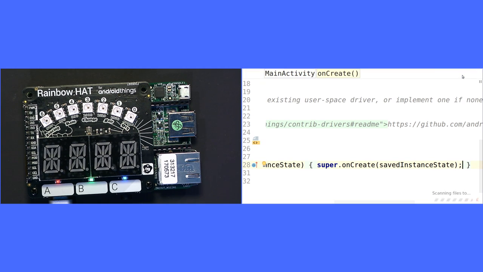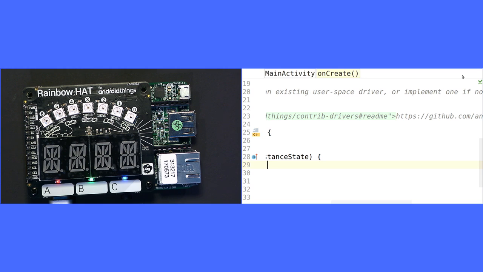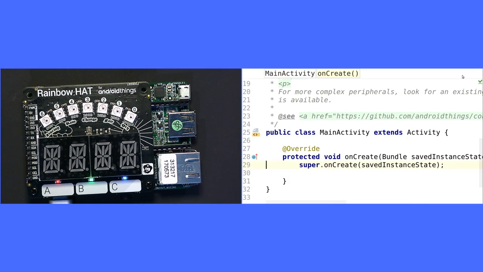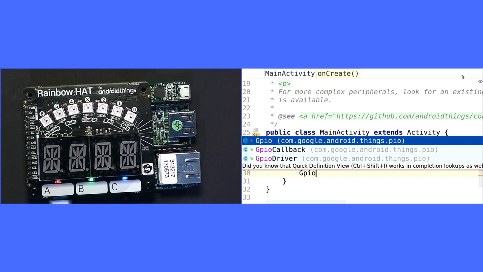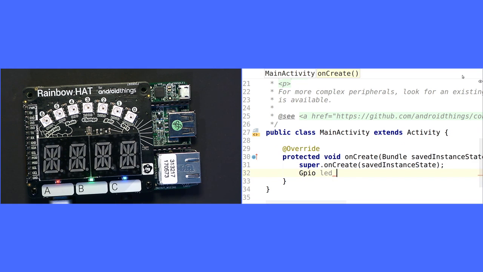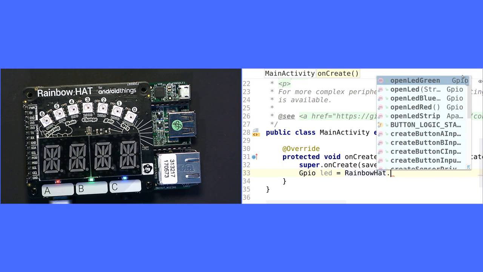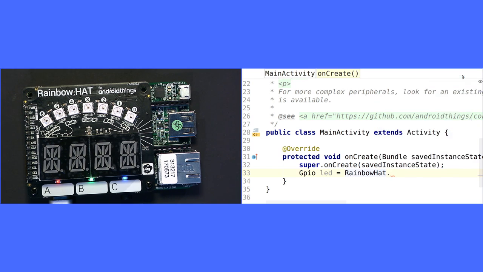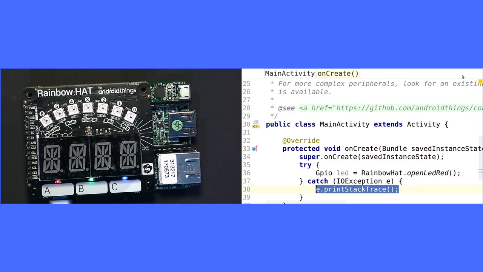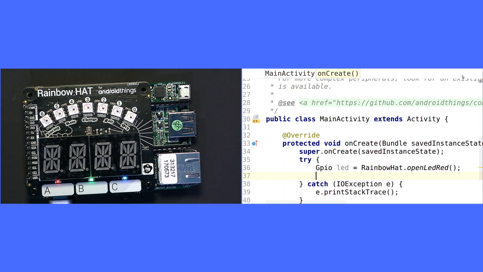OK, now I'll start with opening the LED. See, there are 3 LEDs here. They are currently on. There is a red, green, and blue. And by using this class from the driver, I can open any of these. I will open the red now. There is an exception. I'll just handle it the default way.